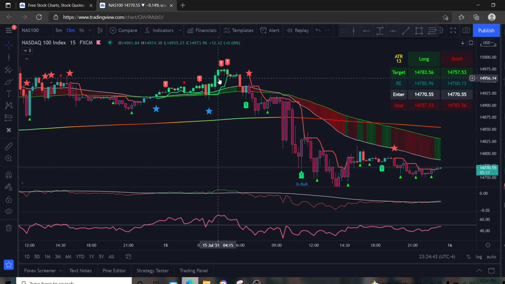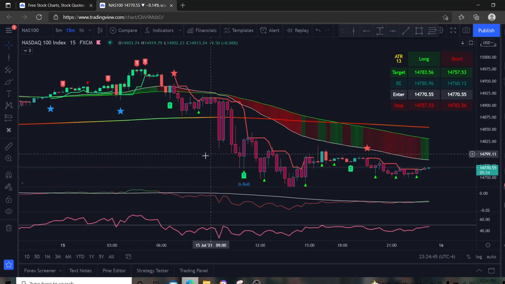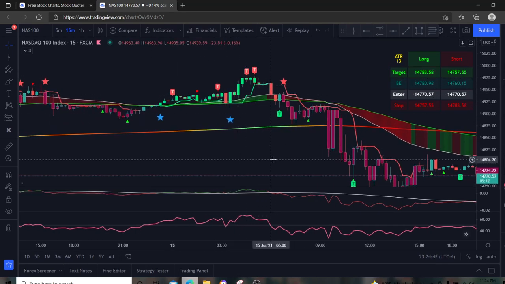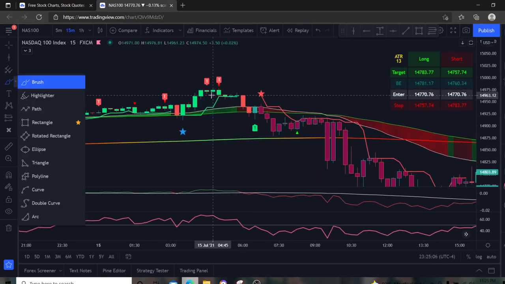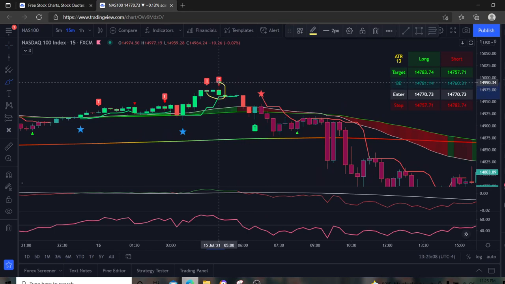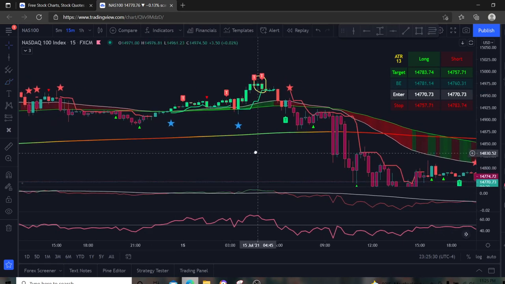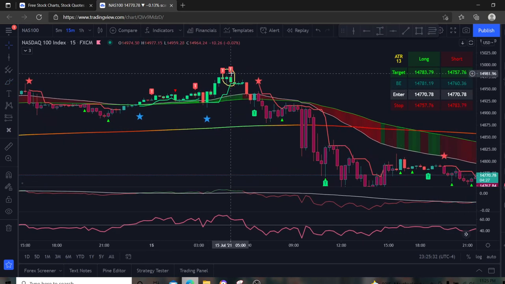Basically, in this example I'm going to show you, we had the tweezer tops print. Let me zoom in for you. And this was a really great tweezer top set. The reason I like these when they printed is because you have your wicks that are tiny, tiny little guys, but they are 100% the same wick when you line it up, you can see. And I have my engulfing candle, which I want. I want to see that.